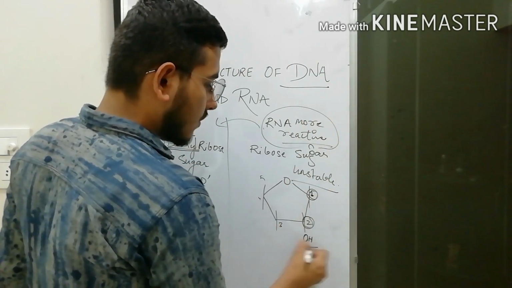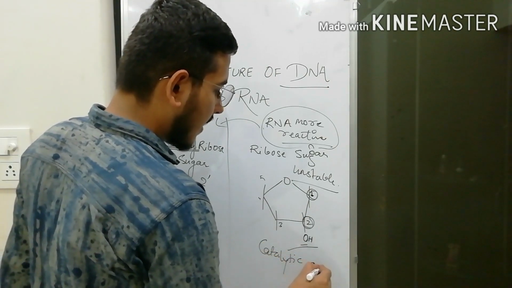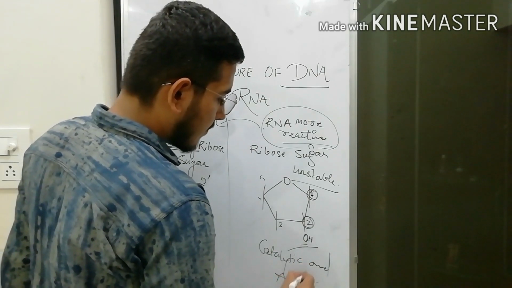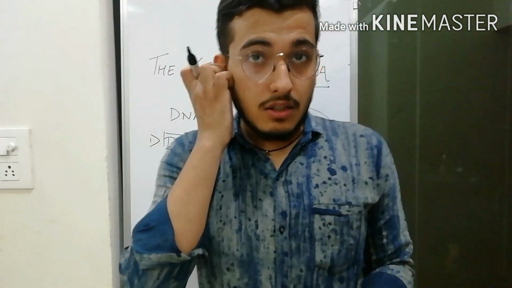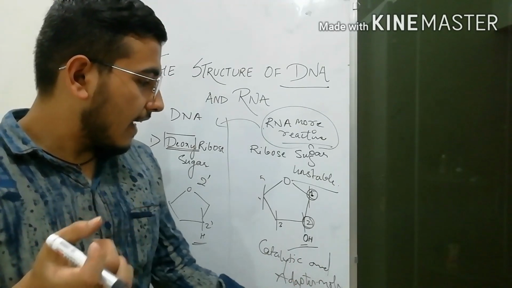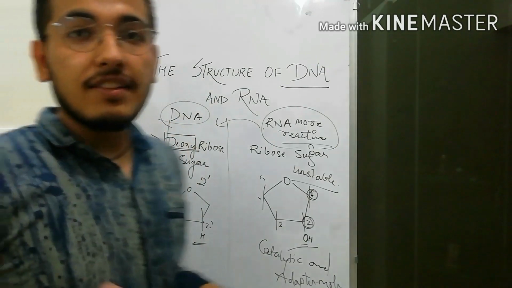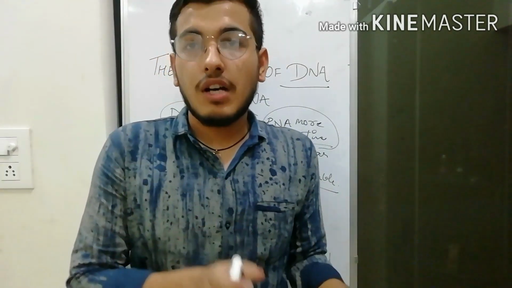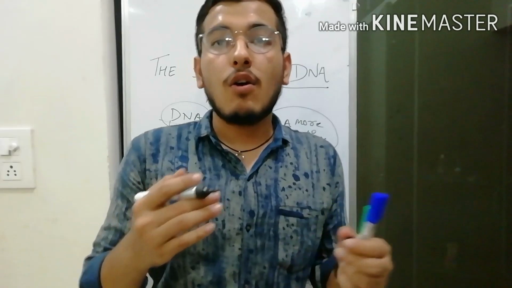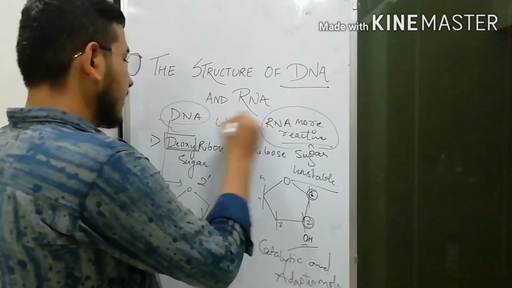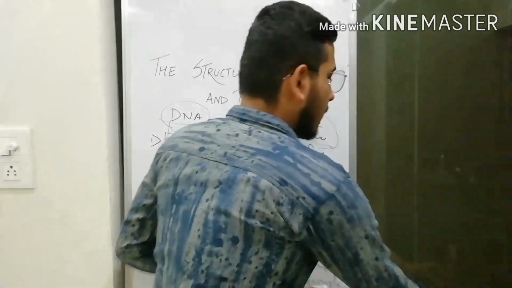Also because of this, it easily acts as a catalytic and adapter molecule, but DNA, being more stable, is easy to transfer from one generation to another. In further videos we'll see why DNA is mostly the genetic material in almost all organisms, because of its stability and deoxyribose sugar.